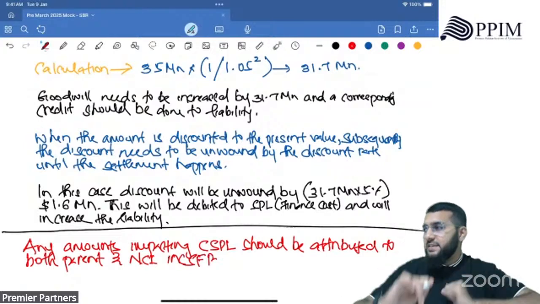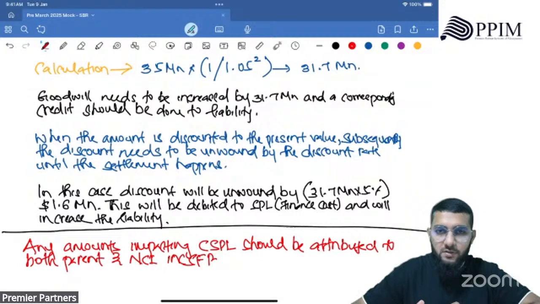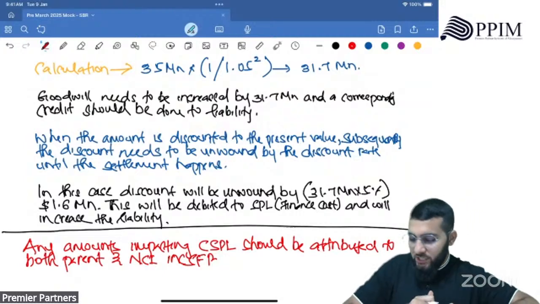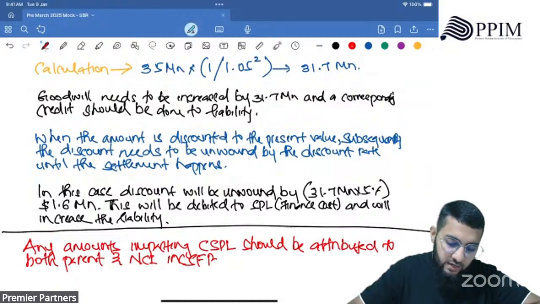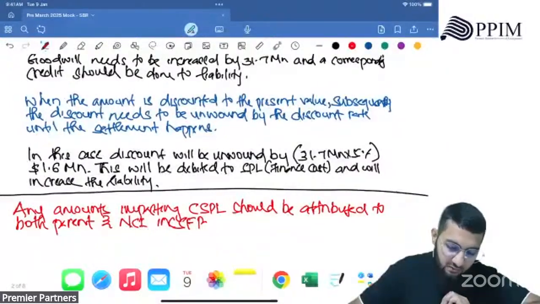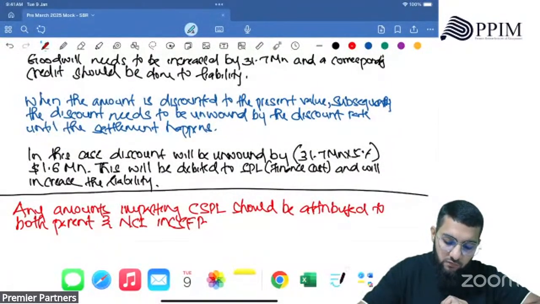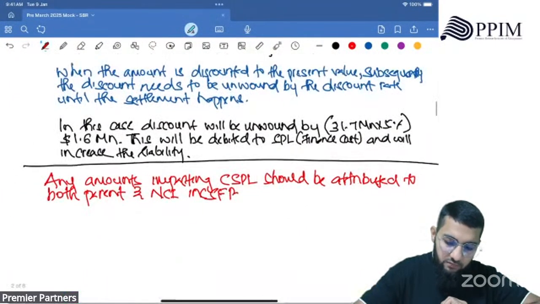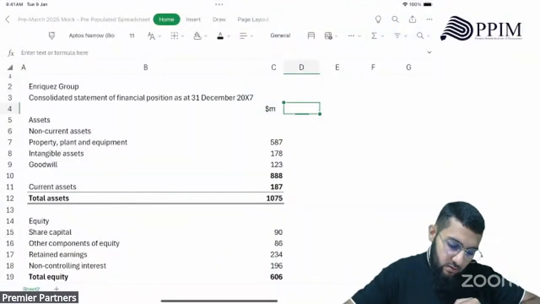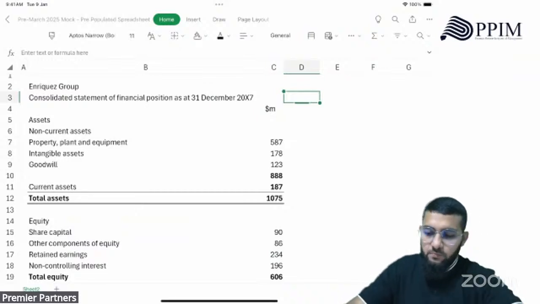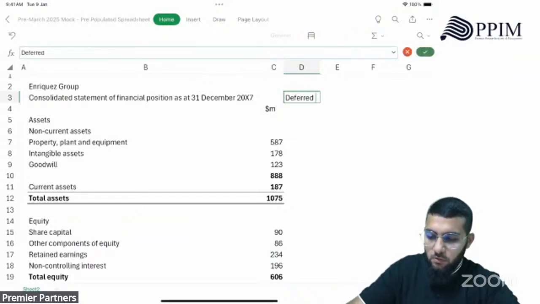Now, why is that important? To correct our pre-populated spreadsheet. Now as we are done with the discount, issue 1, we can directly go and deal with the pre-populated spreadsheet as well, because we know what the first issue is. First issue is deferred consideration.